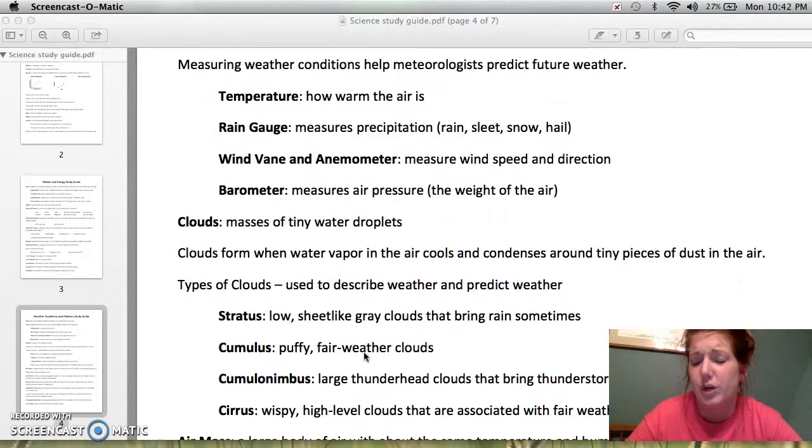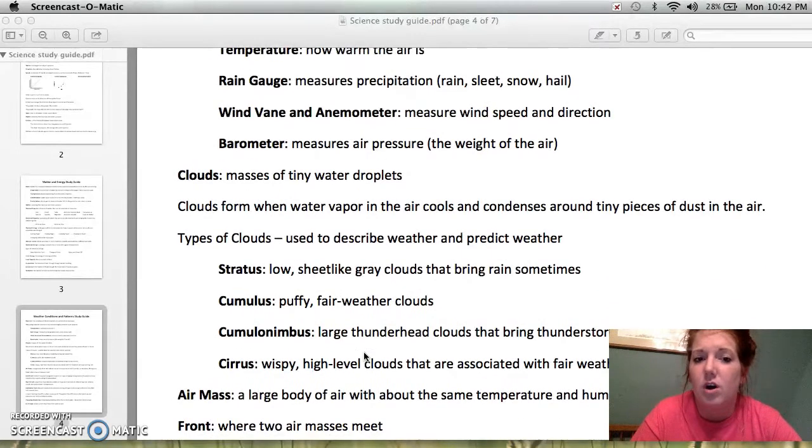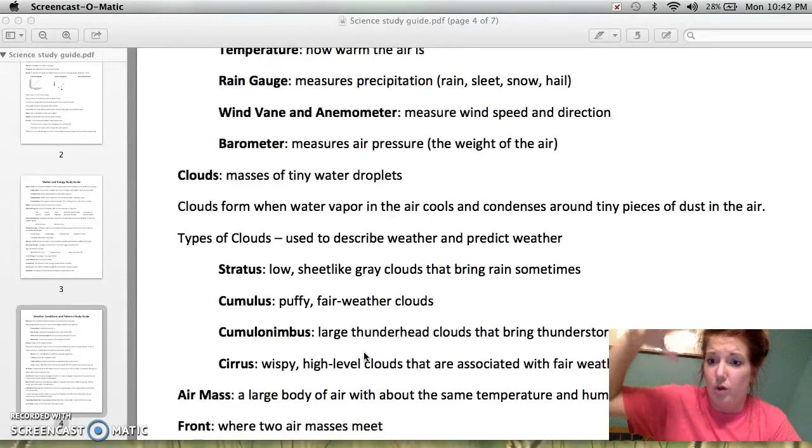Cumulus are puffy, fair weather clouds. Usually you get partly cloudy or partly sunny with these. They're usually a good weather day. They're like the clouds you drew as a kid that are puff balls. Cumulonimbus are large thunderhead clouds that bring thunderstorms. They're anvil shaped and grow through all the layers of the atmosphere.